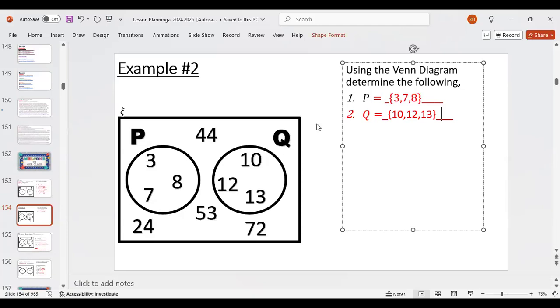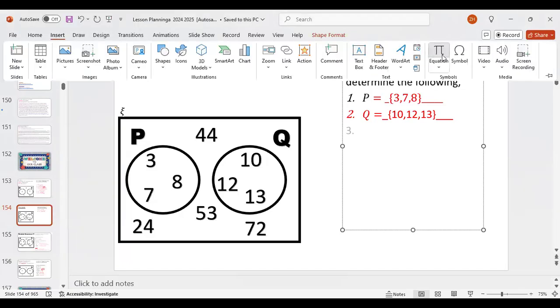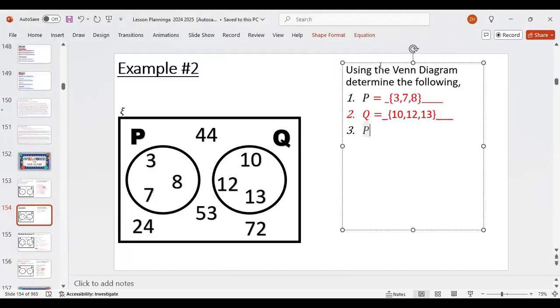Okay, so Isaiah, I want the intersection of P and Q. What is that going to be? Empty set. That's going to be the empty set. What are the ways that I can write the empty set? Two curly brackets, with anything inside of it or nothing inside of it? Nothing inside of it. Very good. So this is the way I could write it. Nothing inside of it. So it's going to be the empty set.